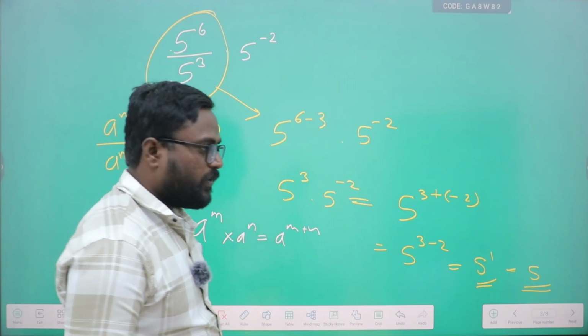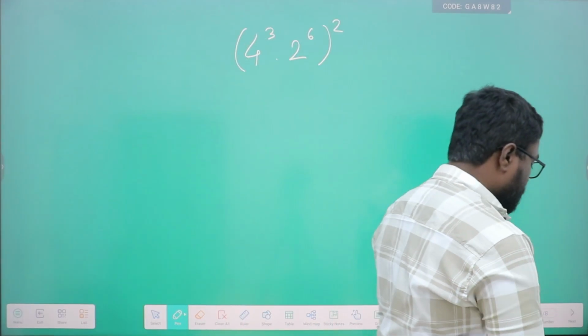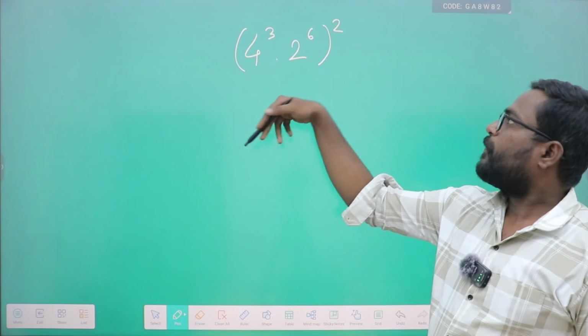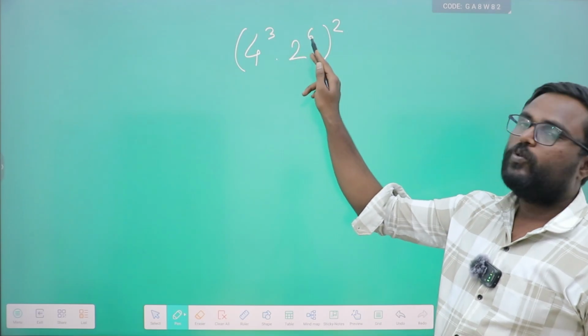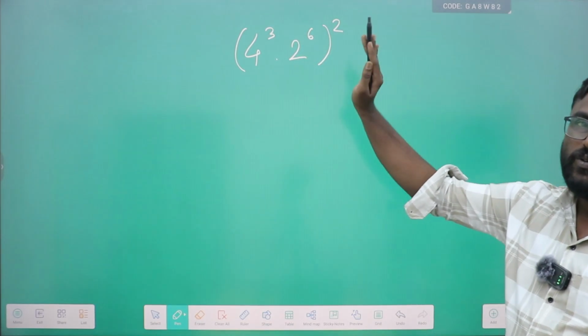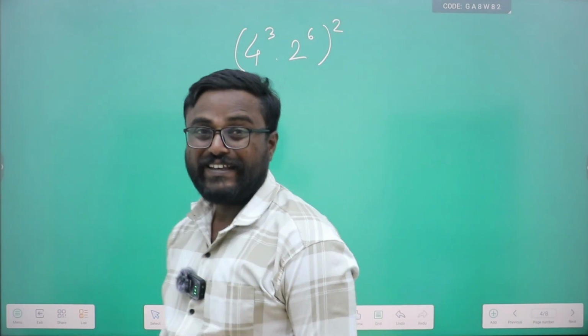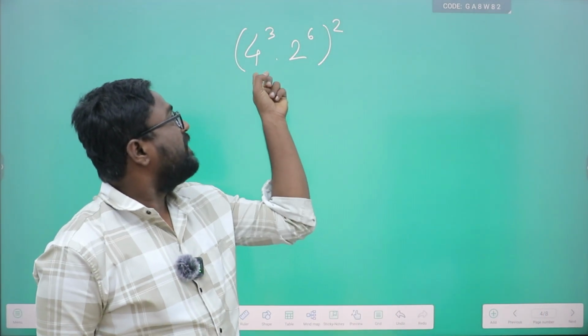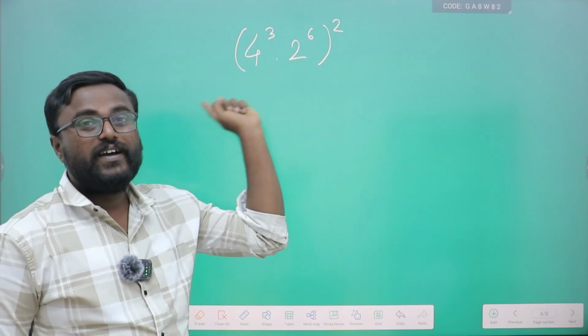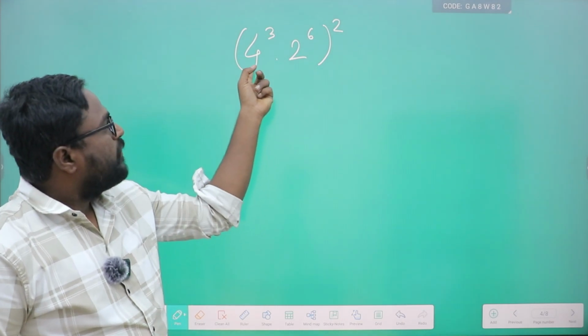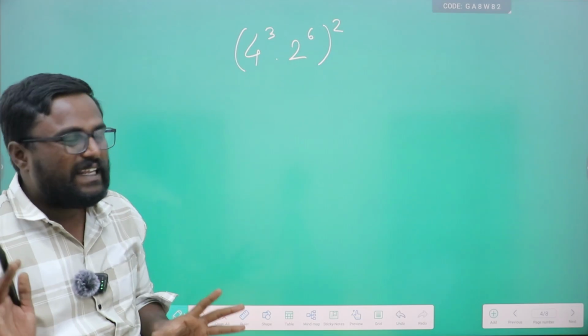I hope you understood it. Let's move on to the next question, guys. So the next question says 4 to the power 3 times 2 to the power 6, everything to the power 2. Now here, in this case, we will initially have to convert this into a single base number, so that we can do the calculations a little bit easily.